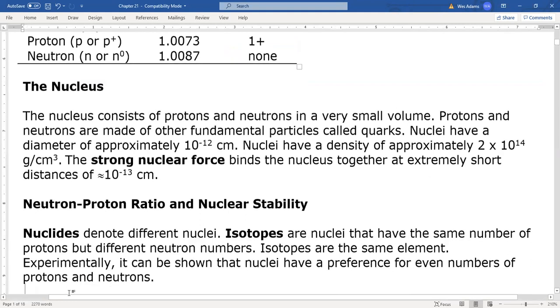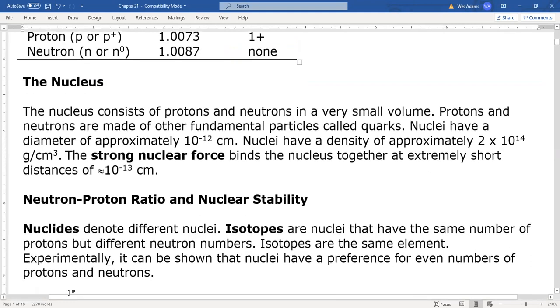Now, nuclides denote different nuclei. Those nuclides need not necessarily be radioactive, but they can be, in which case they become a radionuclide. Isotopes are nuclei that have the same number of protons, meaning they're the same element, but different numbers of neutrons. Experimentally, we can show that nuclei have a preference for even numbers of protons and neutrons, but odds are possible. But your non-radioactive elements have a definite preference for evens.